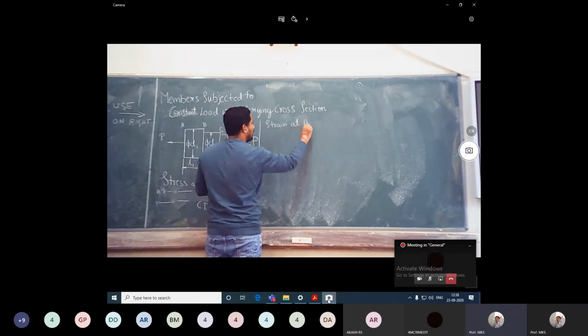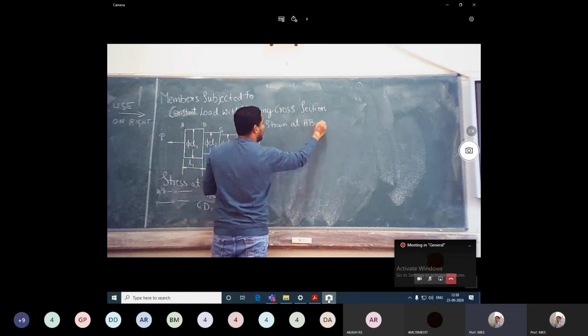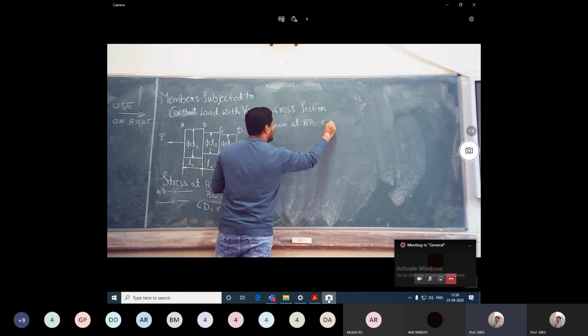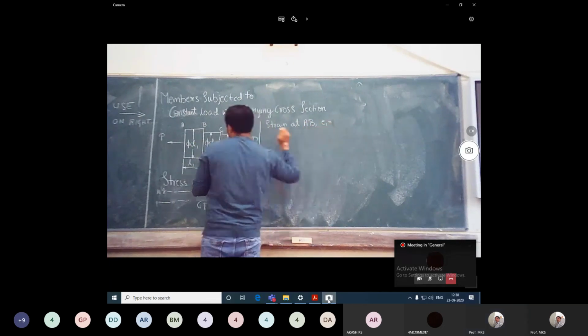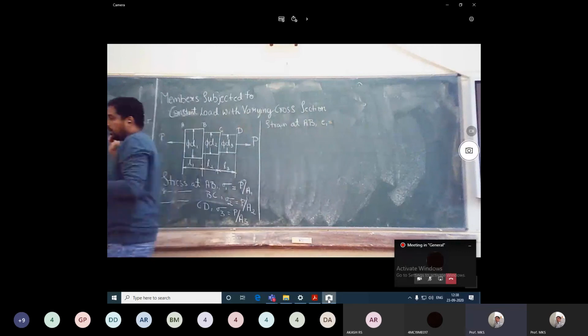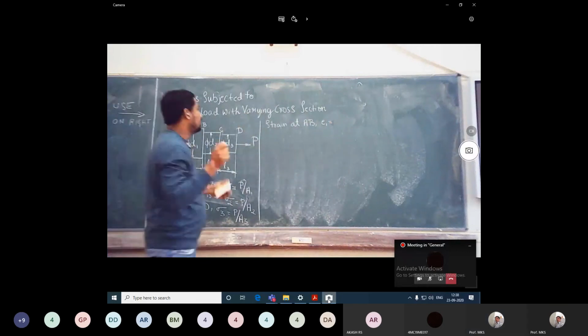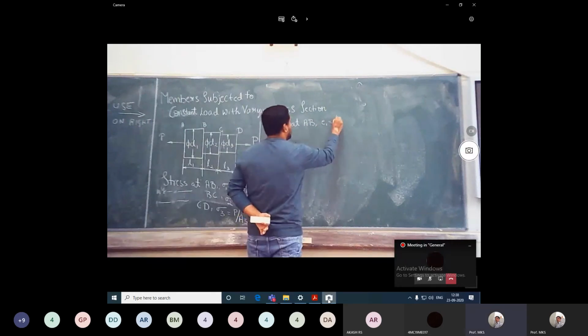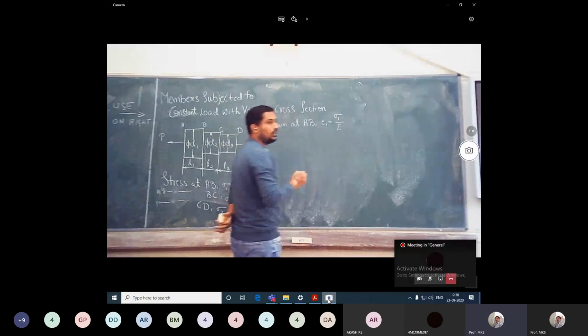strain at AB. So that is equal to, we'll take small letter E1. So strain is given by what? Strain is given by, according to Hooke's law, it is equal to sigma by E modulus, sigma by E.